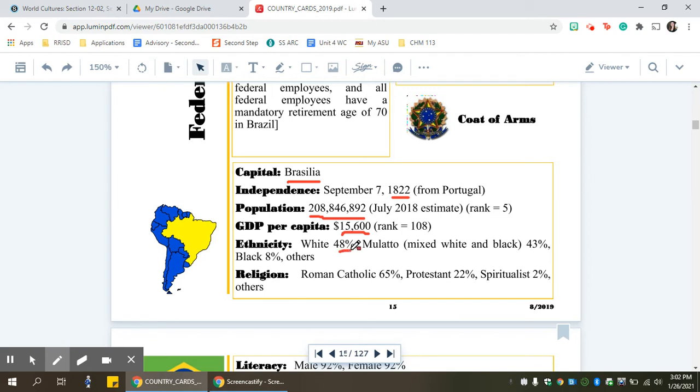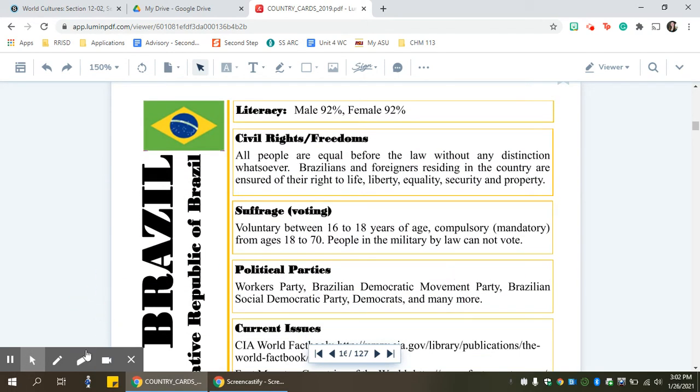The ethnicity is 48% white, 43% mulatto, which is a mixture of white and black, and 8% black. They have a religion, Roman Catholic, 65%, 22% are Protestant, and about 2% are spiritualists. To finish it off, we have a 92% male literacy rate and a 92% female literacy rate. That's how many males and females can read or write.